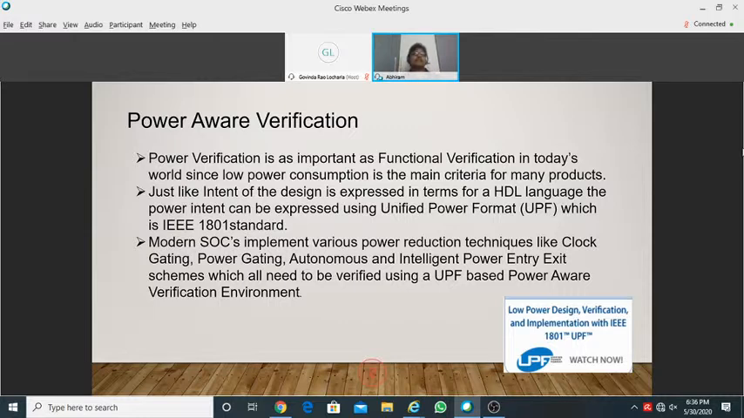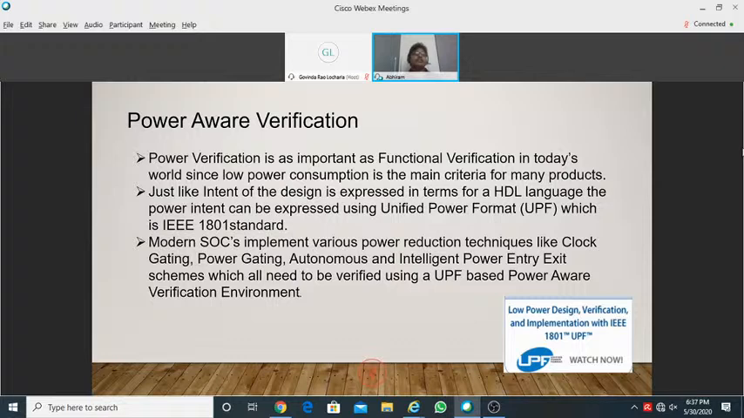at each stage. For example, at IP level, you need to have an IP level UPF along with your RTL, describing what the voltages are, what the voltage islands are, what the retention cells are, how crossing from one voltage domain to another voltage domain happens, and how isolation cells have been captured. All this intent should also be described in this Unified Power Format.